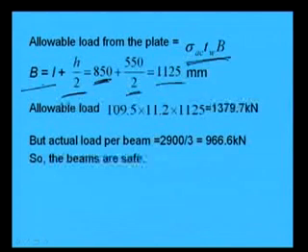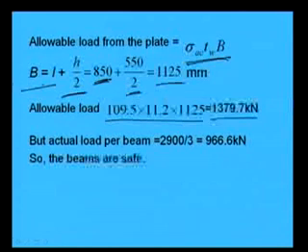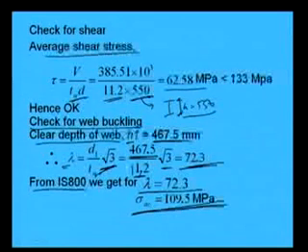So the allowable load we can now find out: 109.5 into 11.2 into 1125. Dividing by 1000, this is becoming 1379.7 kilonewton. So the allowable load is 109.5 into 11.2 as TW into B is 1125, which becomes 1379.7 kilonewton. Here one thing we did mistake, that this will be 11.2, because TW is 11.2, not 12.